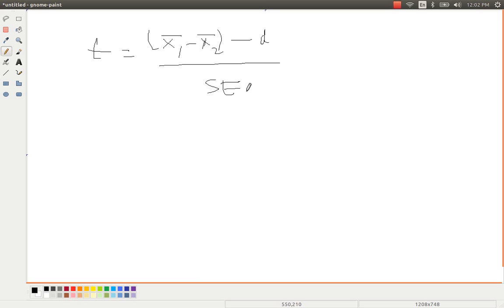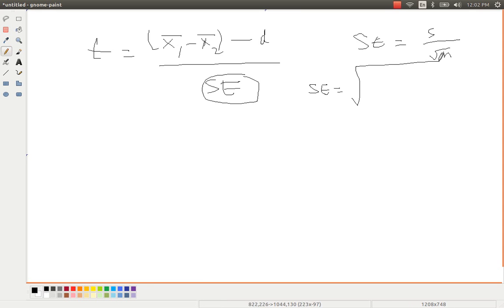For the conventional t-test, we compute the standard error with a simple procedure: the standard deviation of the sample divided by the square root of n. But for the mean difference, we have a different procedure. The standard error is going to be the square root of the pooled variance of the two samples, that is s1 square divided by n1 plus s2 square divided by n2. So this is the procedure to compute the standard error.